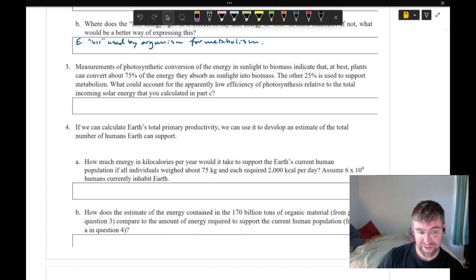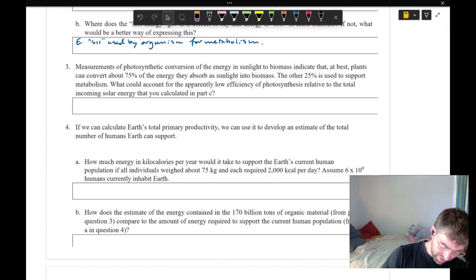Other factors that can affect productivity include variations in weather patterns from year to year, which can produce droughts or floods that cause crop loss and therefore loss of energy stored in them. So, what could account for the apparent low efficiency of photosynthesis?